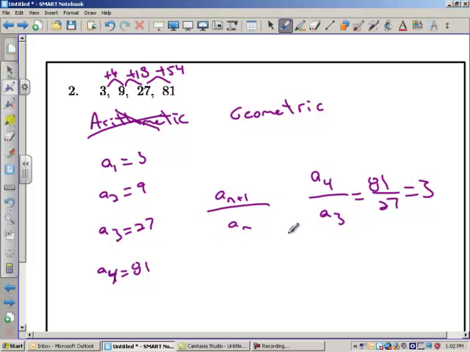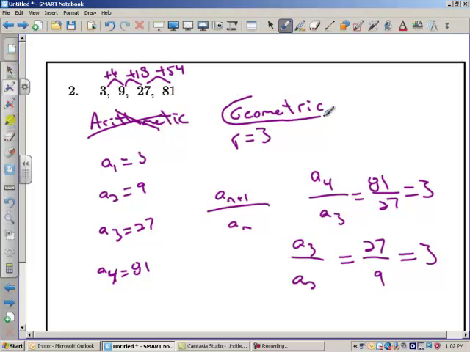Now let's try another one. What about a sub 3 divided by a sub 2? That would be 27 divided by 9. That's also 3. And of course, 9 divided by 3 is also 3. We have a common ratio. That ratio is 3, so this is geometric. In a geometric sequence, we are multiplying each time. Times 3, times 3, times 3, common ratio.